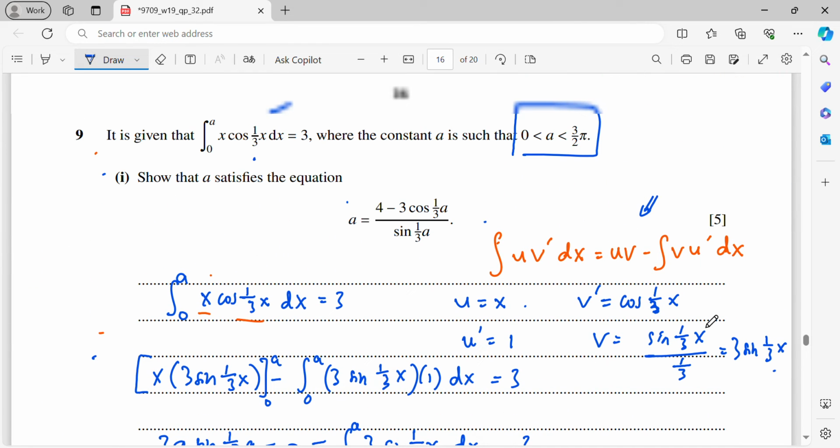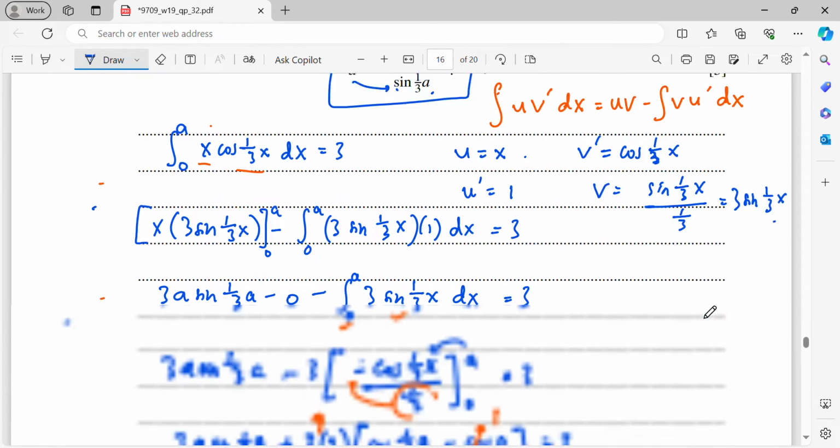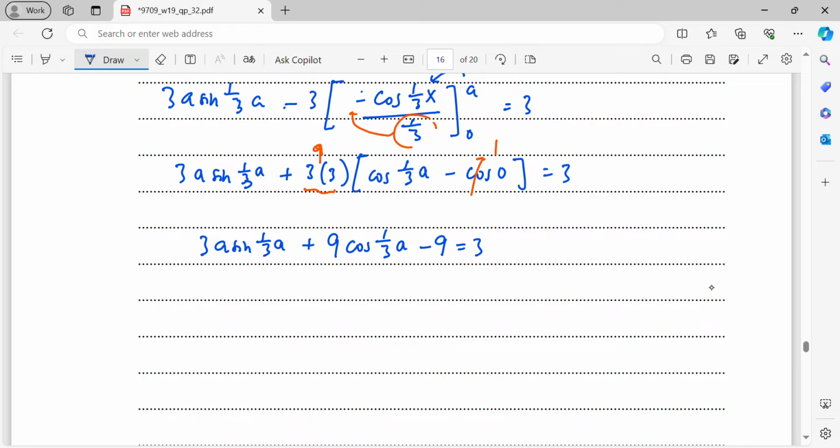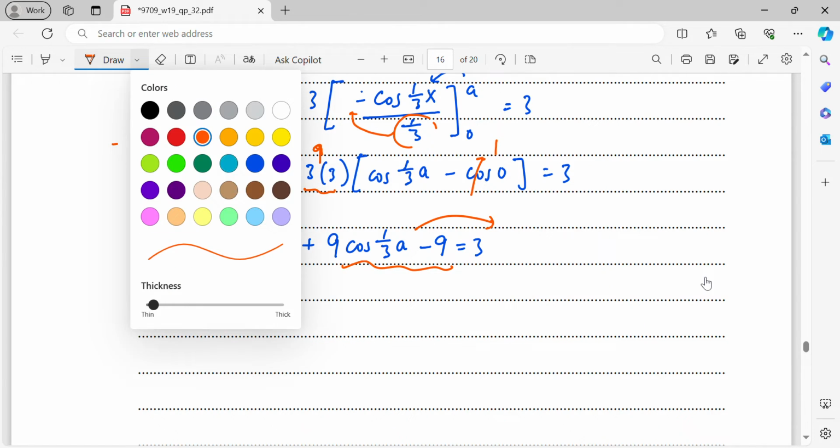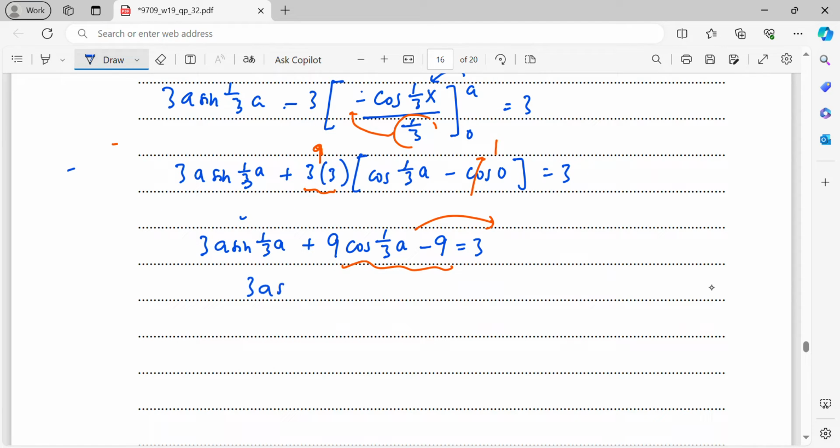Now let's look at the question. You need to prove this. You have the a and sine 3a together, okay? So it means that now I need to get a as a subject. Which means I need to move all these terms to the other side. Alright, that means here you will be getting 3a sine 1 over 3a equals to 3 plus 9 minus 9 cos 1 over 3a.